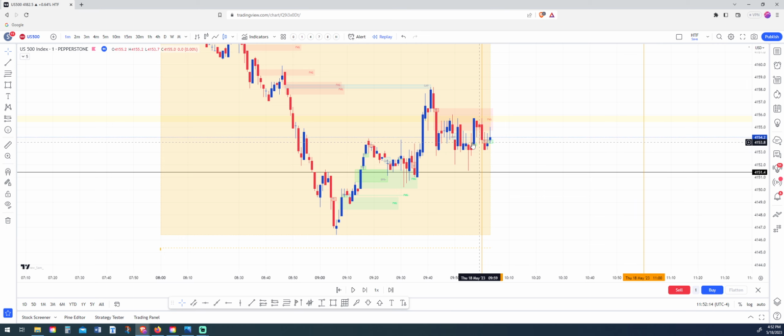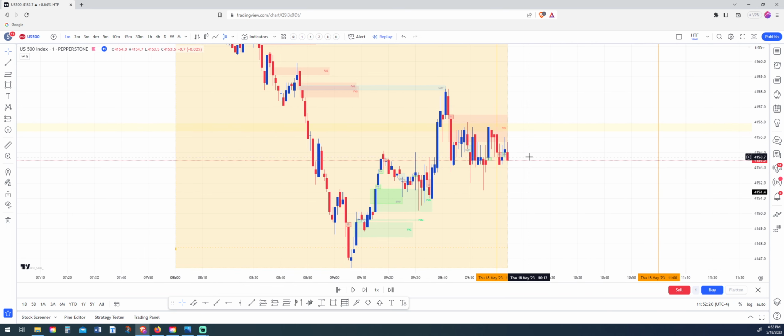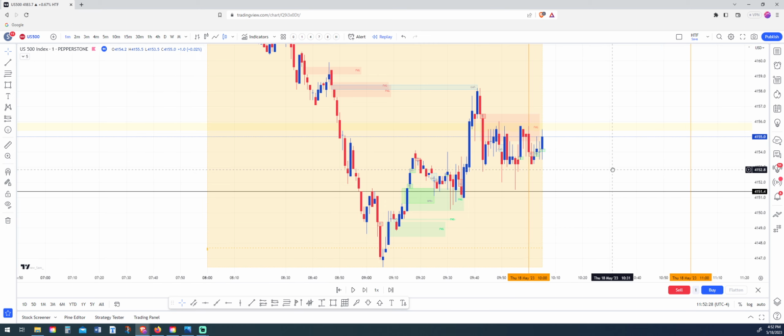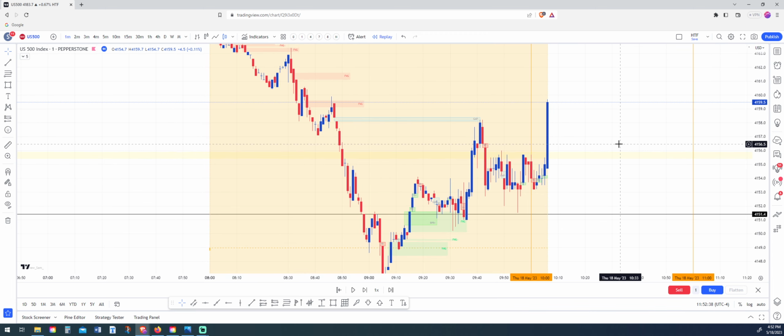respected there, broken there, with a bullish volume imbalance now here. The bullish volume imbalance is respected, followed by another bullish volume imbalance here. And so volume imbalances are a really good indication of where price wants to go. Huge displacement to the upside.